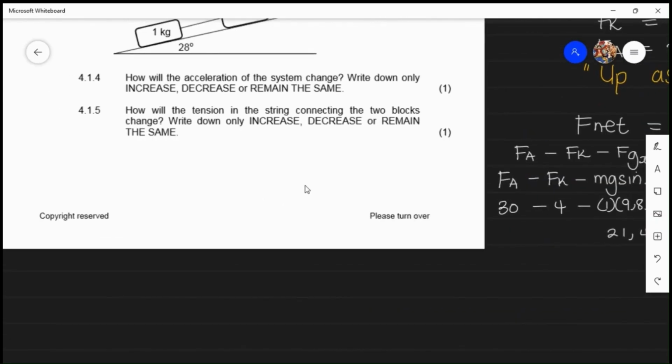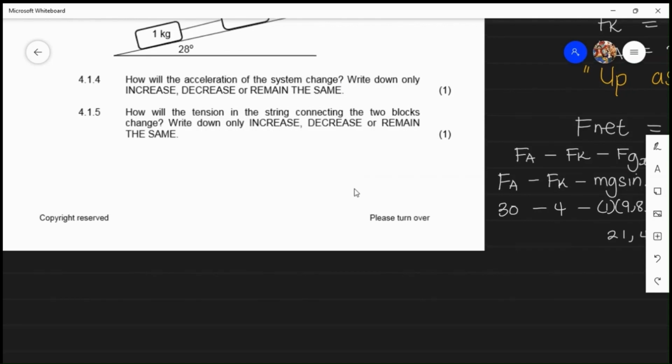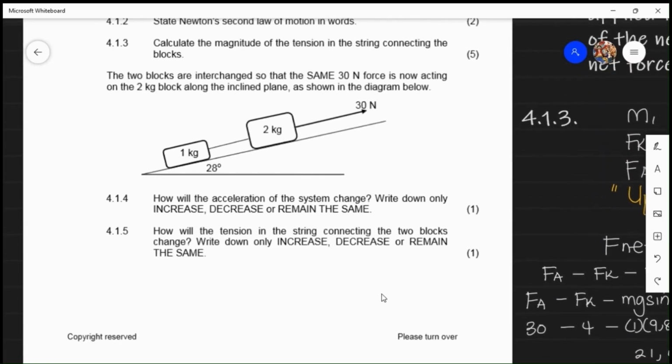So we have question 4.1.4. How will the acceleration of the system change? Write down only increase, decrease, or remain the same. Okay, so it states that the two blocks are interchanged so that the 30 Newton force is now acting on block 2, which is the 2 kg block, along the inclined plane as shown in the diagram below.